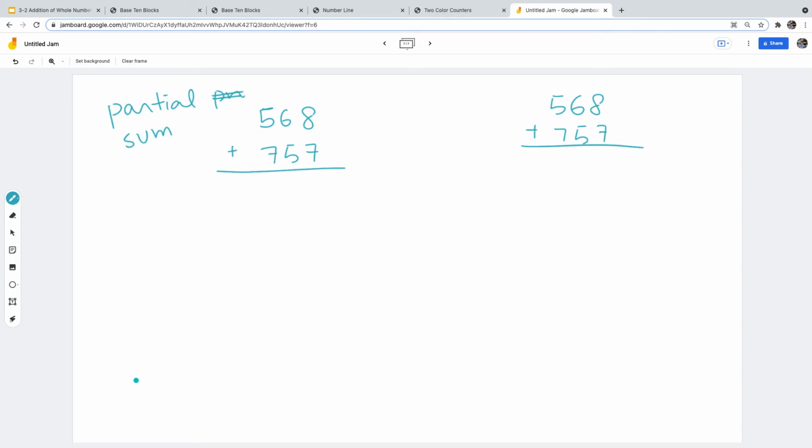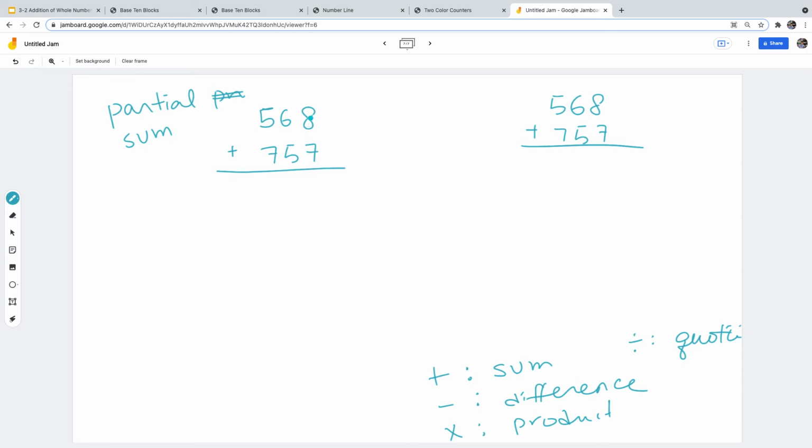Okay, so the answer of addition is sum. Answer of subtraction is difference. Right? What is the answer of multiplication? That's product. What's the answer of division? It's quotient. Okay? Alright, so partial sum means you're gonna use partial sum.